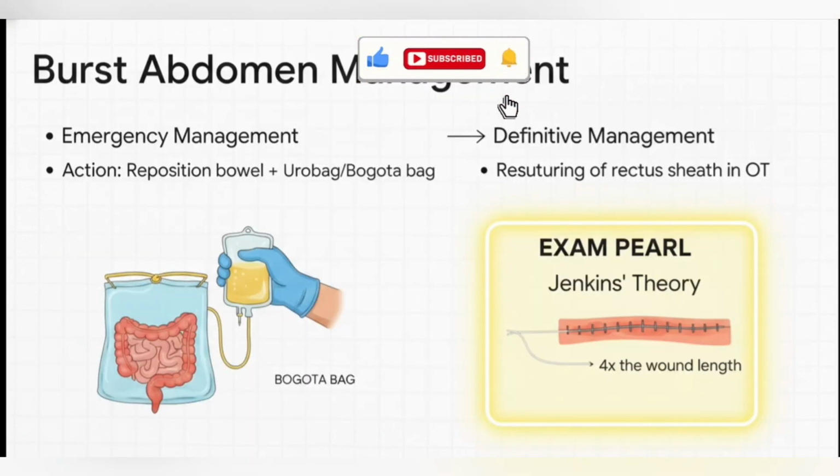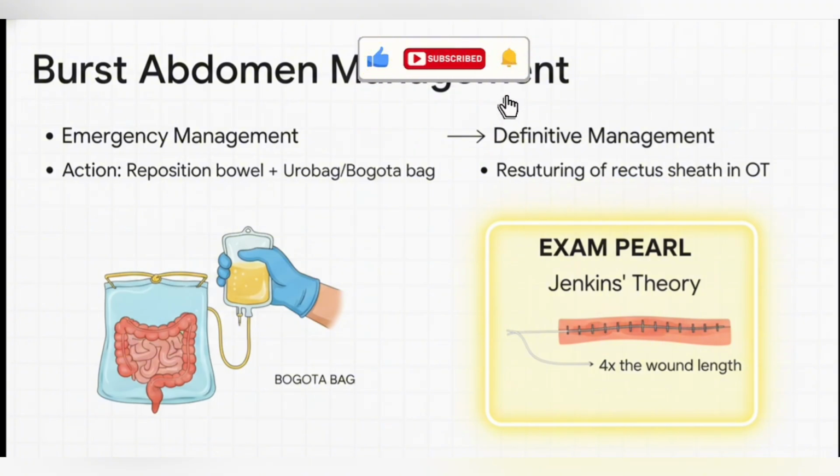Management ke steps ekdam clear hone chahiye. Right at the bedside, your emergency step is to gently reposit the bowel. We often use a sterile Eurobag or a Bogota bag laparotomy to protect the abdominal contents immediately. But the definitive fix, that happens in the OT. You have to resuture the rectus sheath.